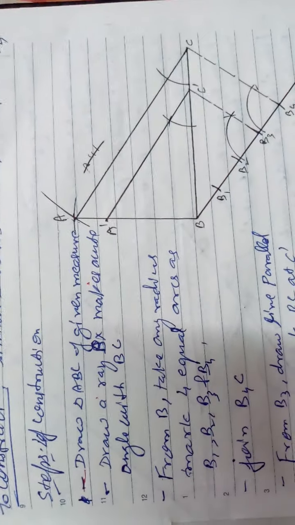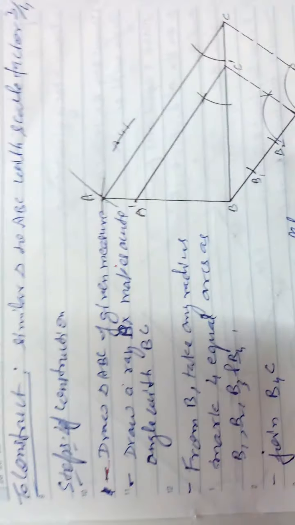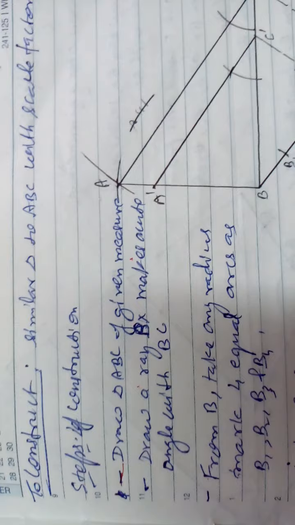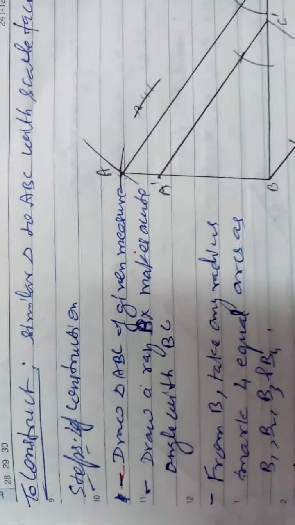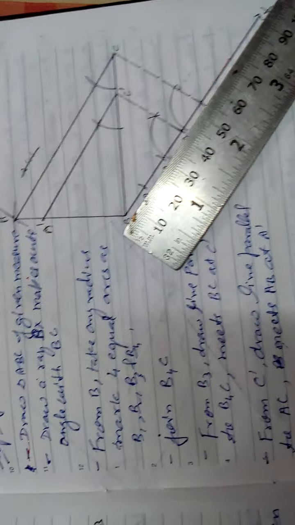Now your 10th standard construction starts. What is your process? You yourself keep it in your mind, in your copy, read, listen and draw it. Don't only see; then only you will get it. What have I written here? Draw a ray BX, one ray without measuring. Like this you draw one ray BX which makes an acute angle with BC.